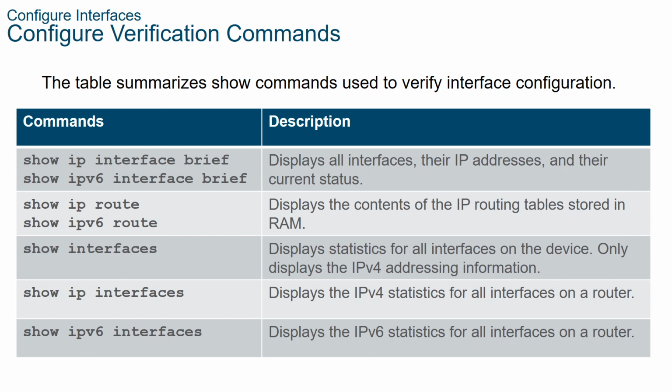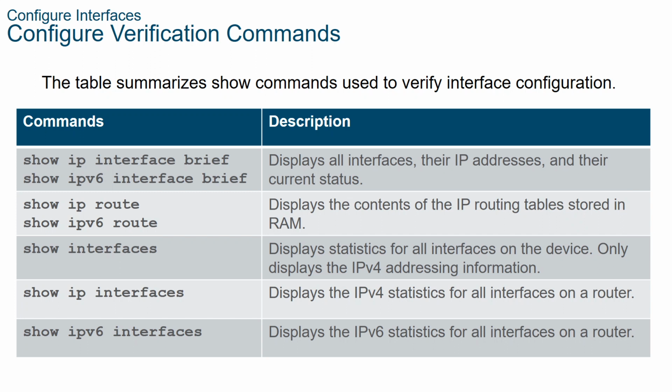Configure verification command. So this table summarizes show commands used to verify interface configuration. So show ip interface brief and show ipv6 interface brief. We've just seen those, but they display all interfaces, their IP addresses and their current status. So that's a useful way of verifying the current setup of an interface. Show ip route and show ipv6 route display the contents of IP routing tables stored in RAM within the router or device. So again, same command, but for IP version 4 and IP version 6.